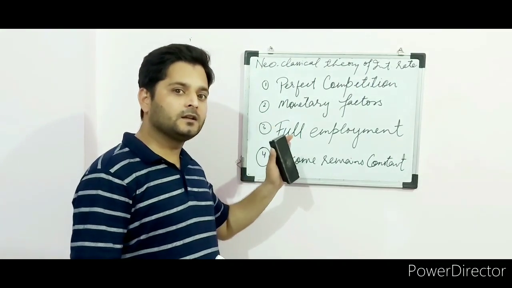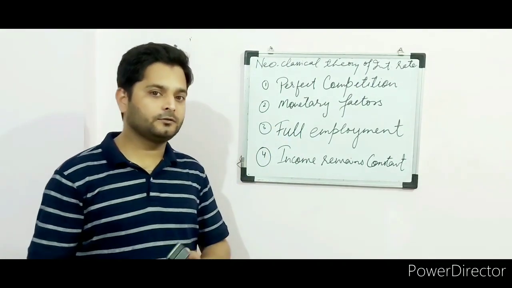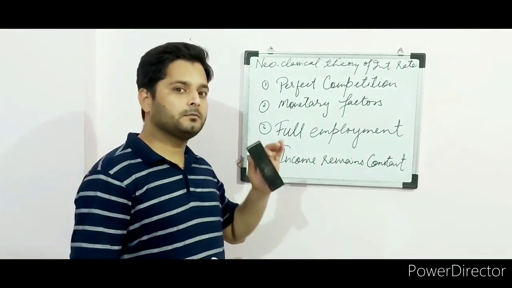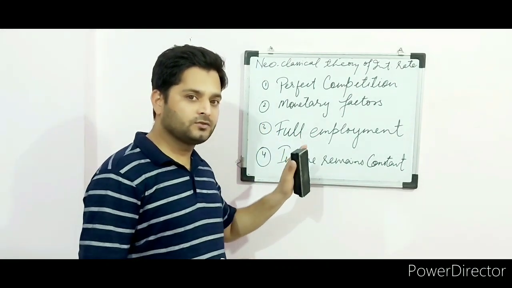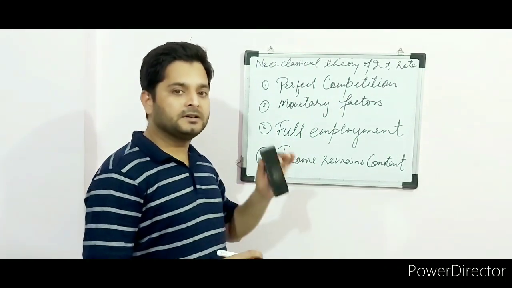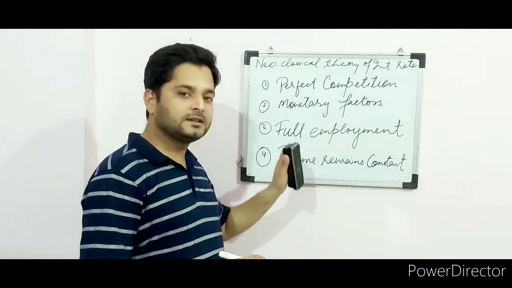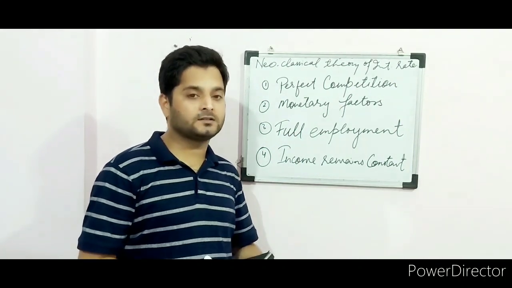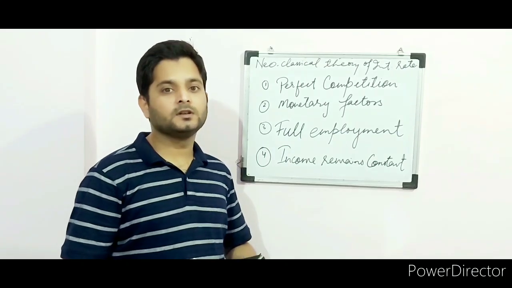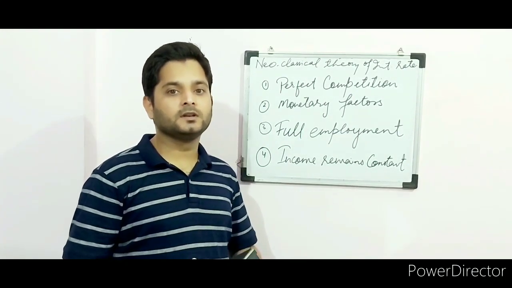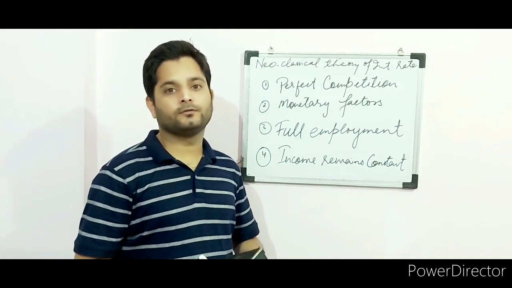Basically, this theory is an improvement over the classical theory of interest rate in such a way that the classical theory considers only the real factors of savings and investment. But this theory, the new classical theory of interest rate, besides considering the real factors of savings and investment, takes into account the monetary factors of savings and investment in the determination of the rate of interest.